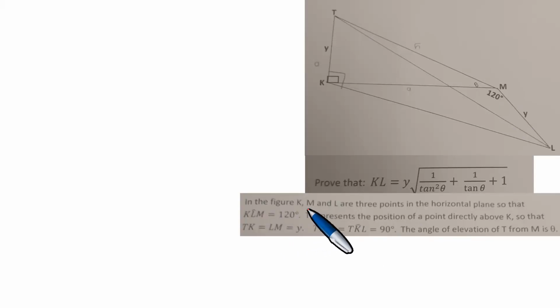In the figure, we have K, M, and L, 3 points in the same horizontal plane. There's K, there's M, and there's L, the 3 points in the same horizontal plane. The angle KLM is 120 degrees. This angle here, K, L, M, obviously this is wrong. Okay, it must be KML.